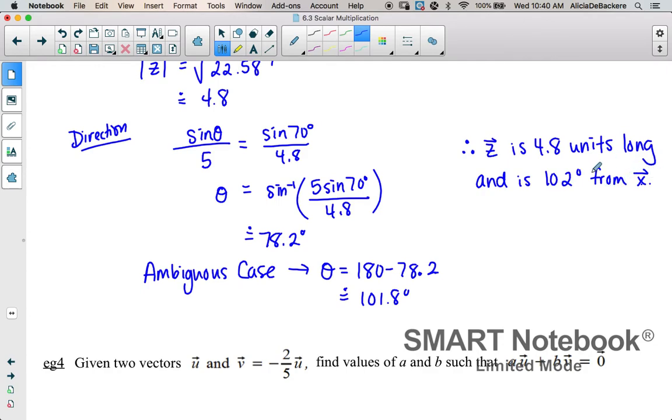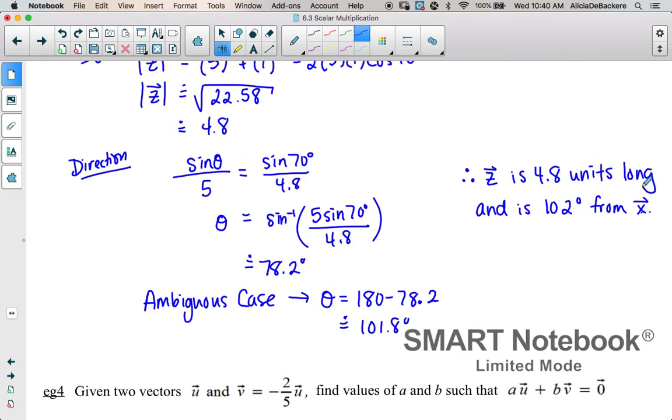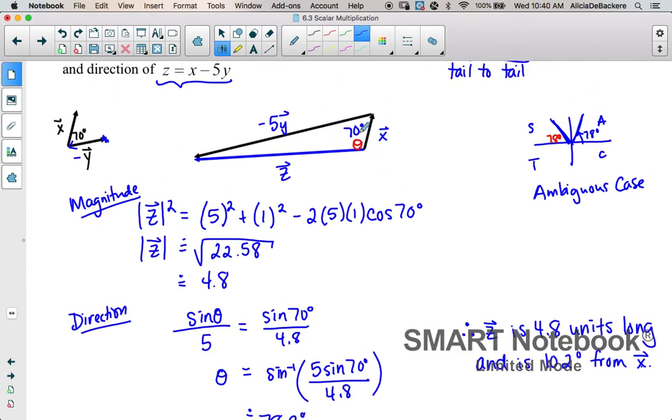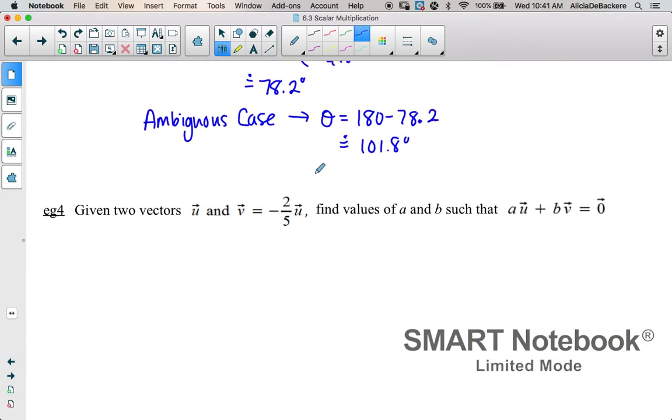So my answer has to be in terms of one of the other two. And we're going to talk about the tail-to-tail measurement. Otherwise, you could figure this one out, but then you'd have to figure out the actual angle between the tails of Y and Z. So you'd have to kind of drag Z up and figure out what that angle was.